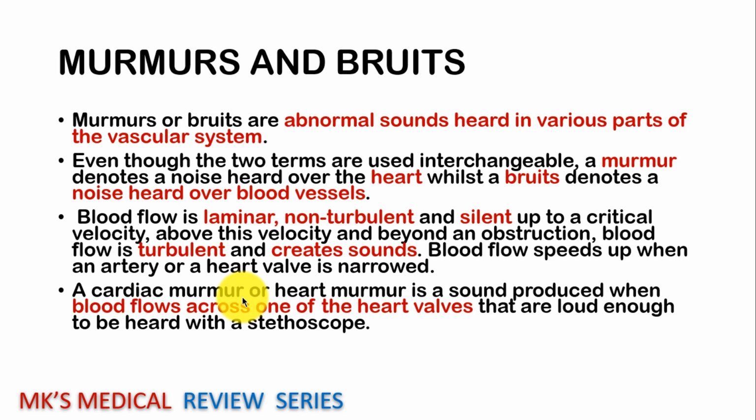So remember that a murmur or a bruit are abnormal sounds heard in various parts of the cardiovascular system. Even though the two terms are used interchangeably by many people, they actually mean different things. A murmur denotes a noise heard across the heart, whilst a bruit denotes a noise heard across the blood vessels.